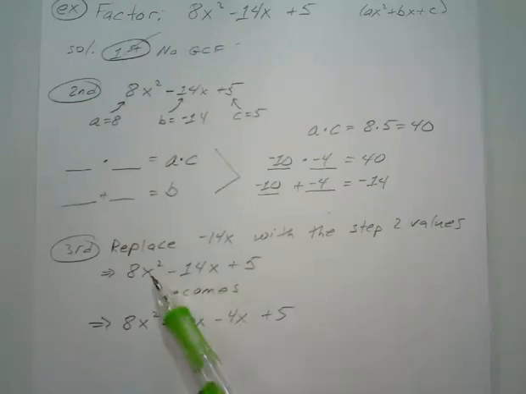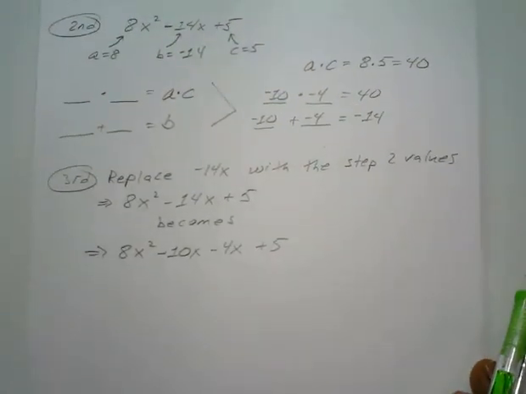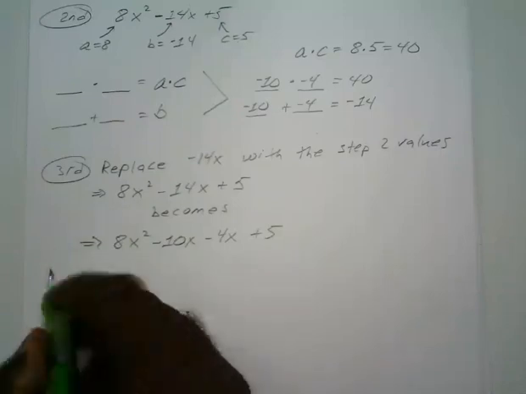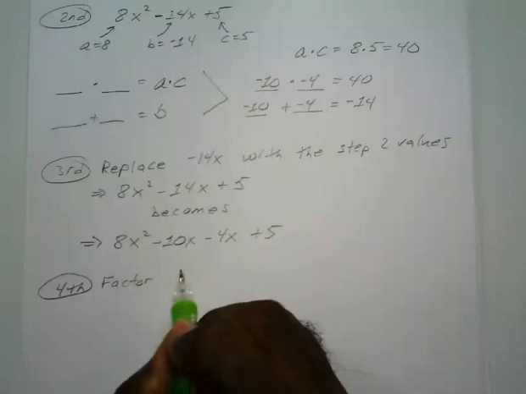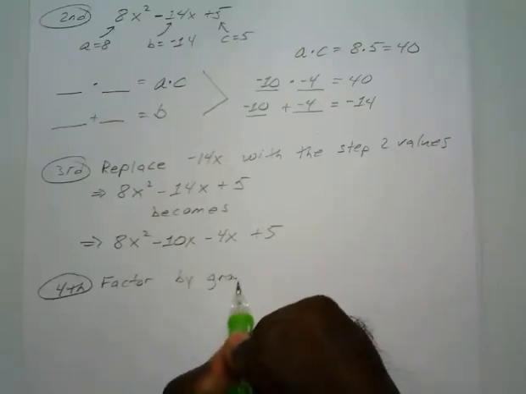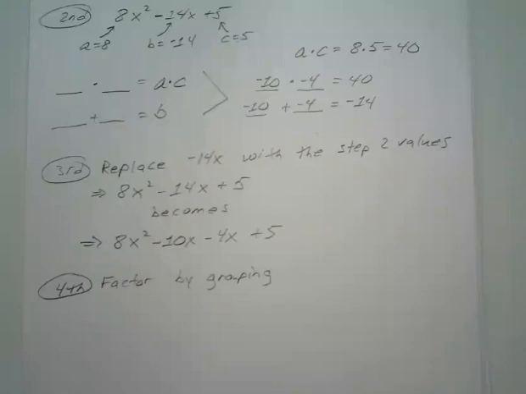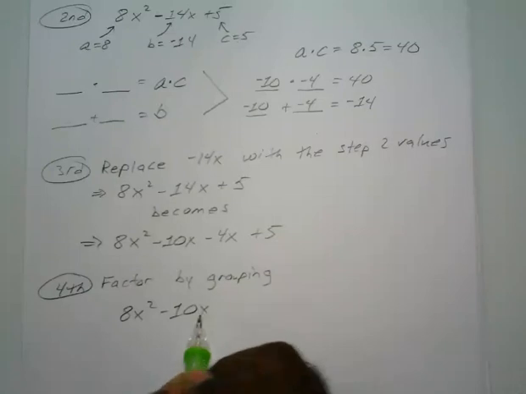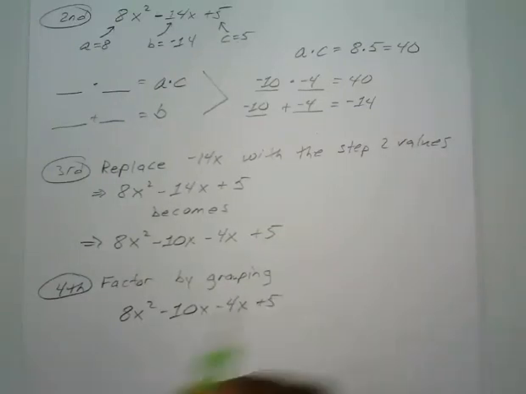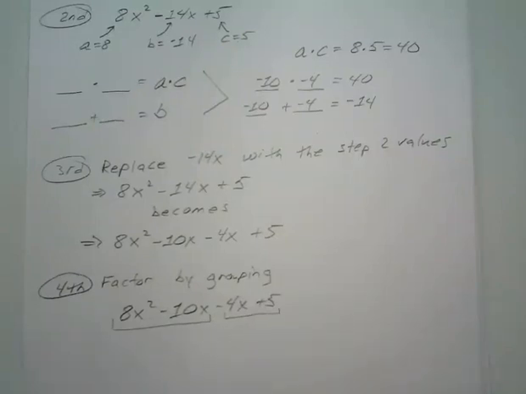All you did was turn those 3 terms into 4 terms. Then we do our fourth step, which is factor by grouping. I'm going to go ahead and move this up a little bit. Fourth, we factor by grouping. If you remember your factor by grouping, 8x squared minus 10x minus 4x plus 5, our first step is to make our 2 smaller groups.